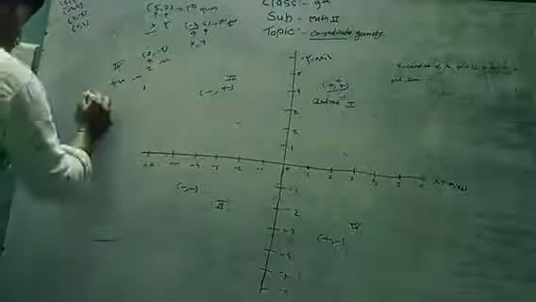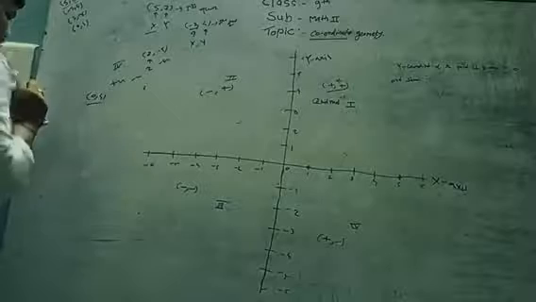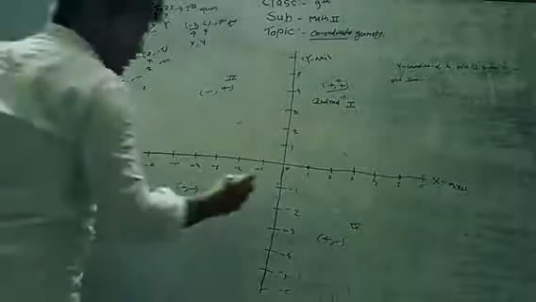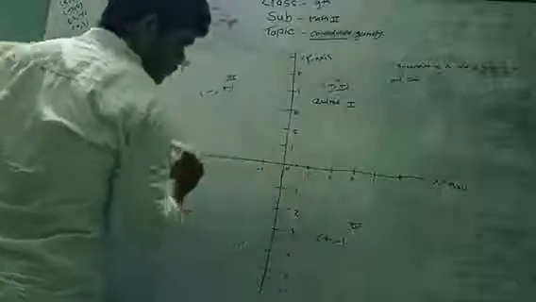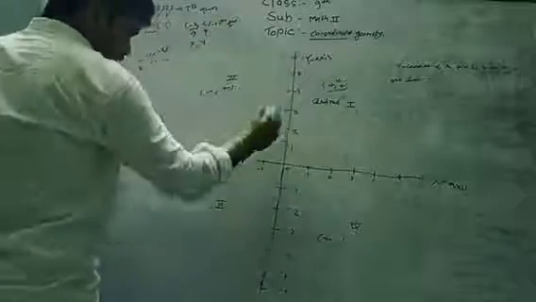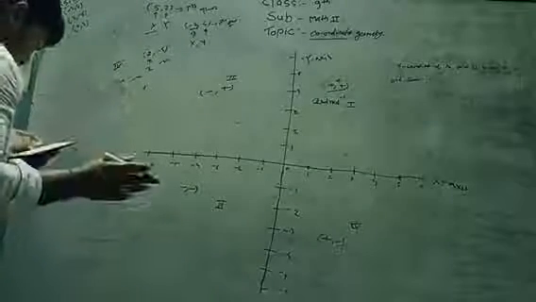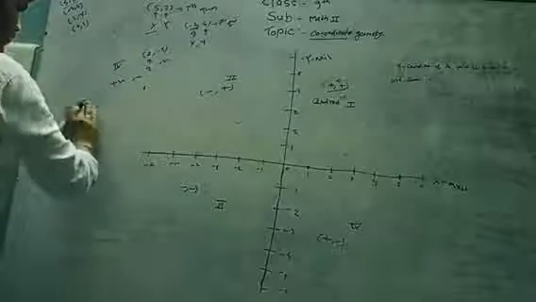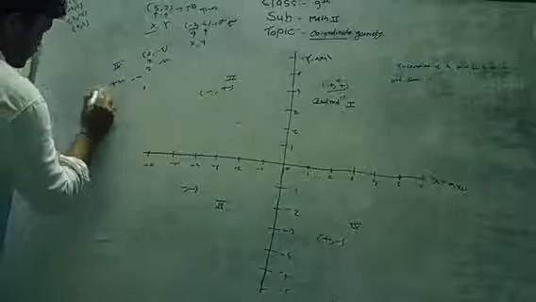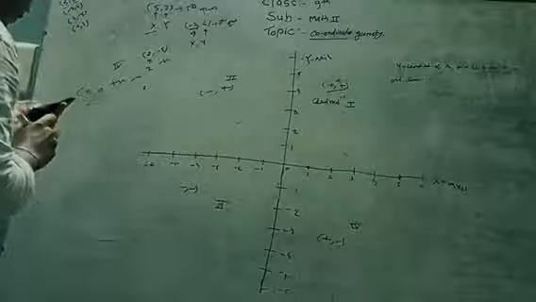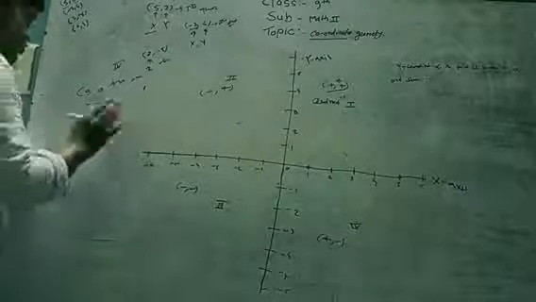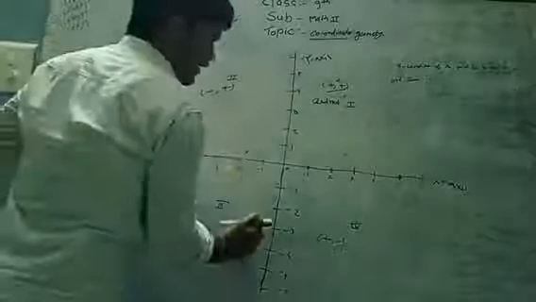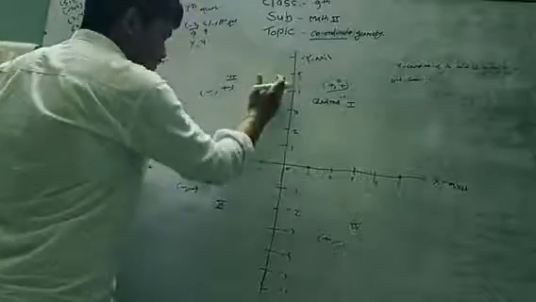Similarly, that is 0 and 4. What is 0 and 4? The x coordinate is 0, which is nothing but the y-axis, so the point should lie on this line. The y coordinate is given as 4, so the point lies on the y-axis at 4. When any coordinate is given as 0, then that point definitely lies on one of the axes. It may lie on the x-axis or it may lie on the y-axis.